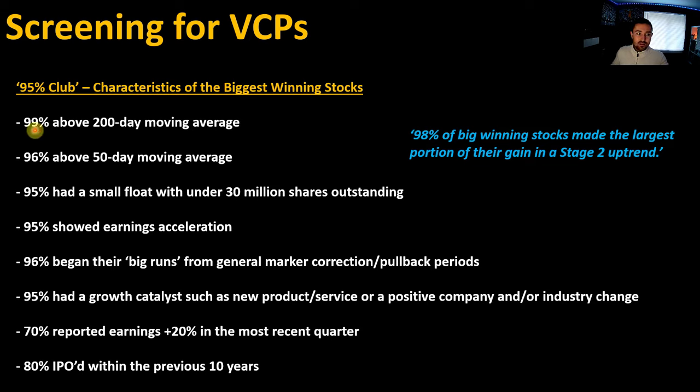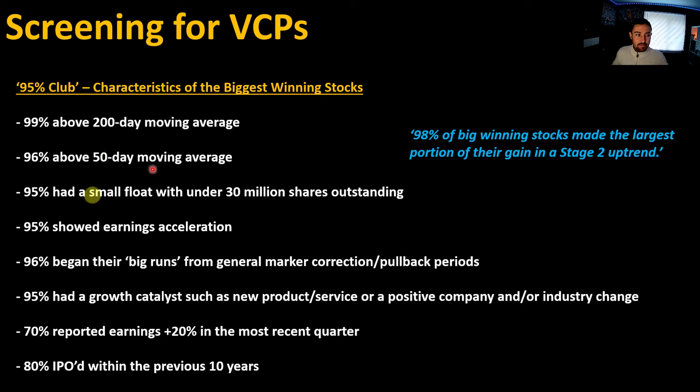So 99% of them were above the 200-day moving average. And before I read out this list, this is important because it feeds into your screening criteria, because you want to know, well, what did the biggest winning stocks do? And then your screening criteria has the parameters to find and help identify these stocks that match those characteristics. So they are displaying similar characteristics to previous big winning stocks. So 99% were above their 200-day moving average.